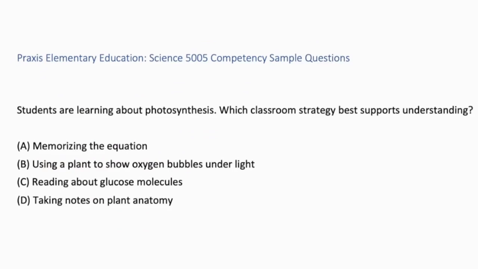Students are learning about photosynthesis. Which classroom strategy best supports understanding? A. Memorizing the equation. B. Using a plant to show oxygen bubbles under light. C. Reading about glucose molecules. Or D. Taking notes on plant anatomy. A. Memorization. This allows for shallow knowledge. C. Reading. This is abstract, not observed. D. Anatomy notes. This is structure, not function. The correct answer is B. Oxygen bubble experiment. This is direct evidence of photosynthesis.